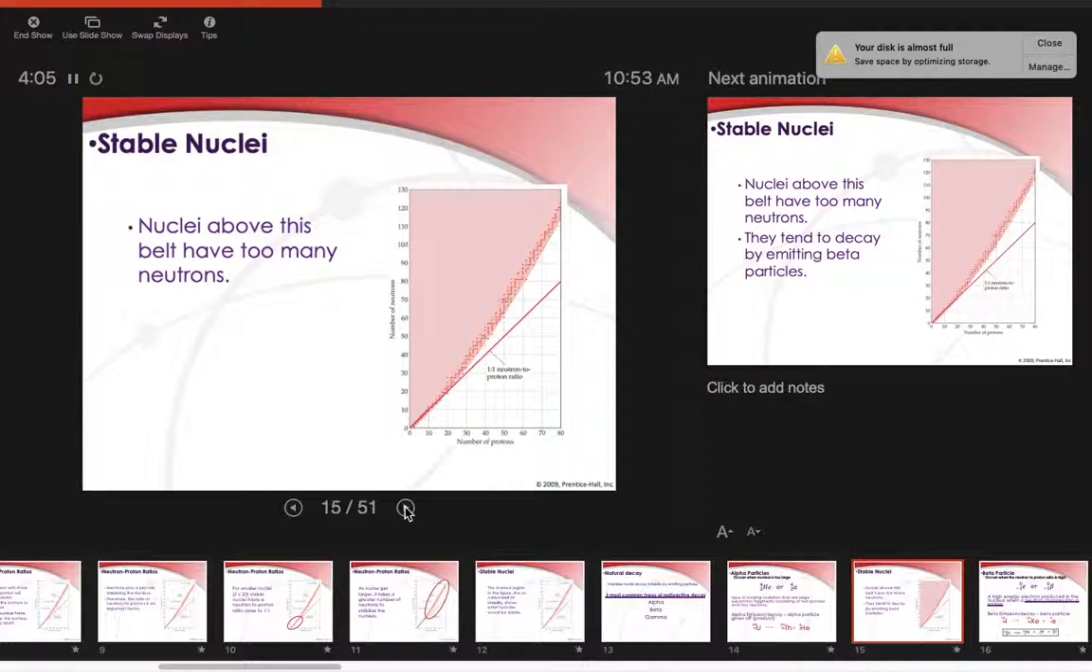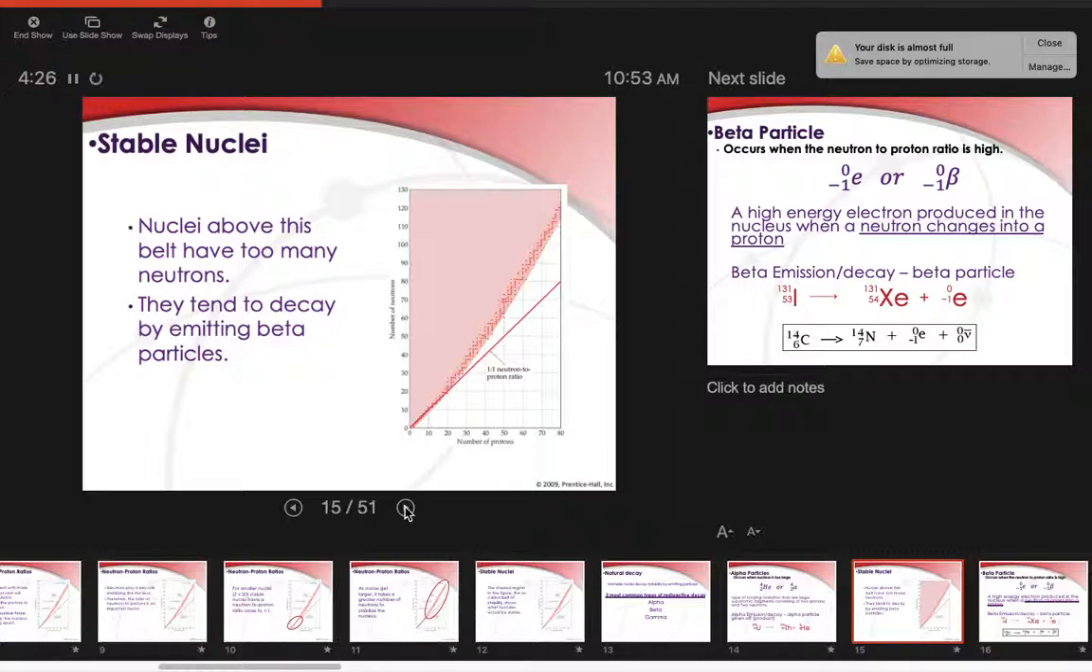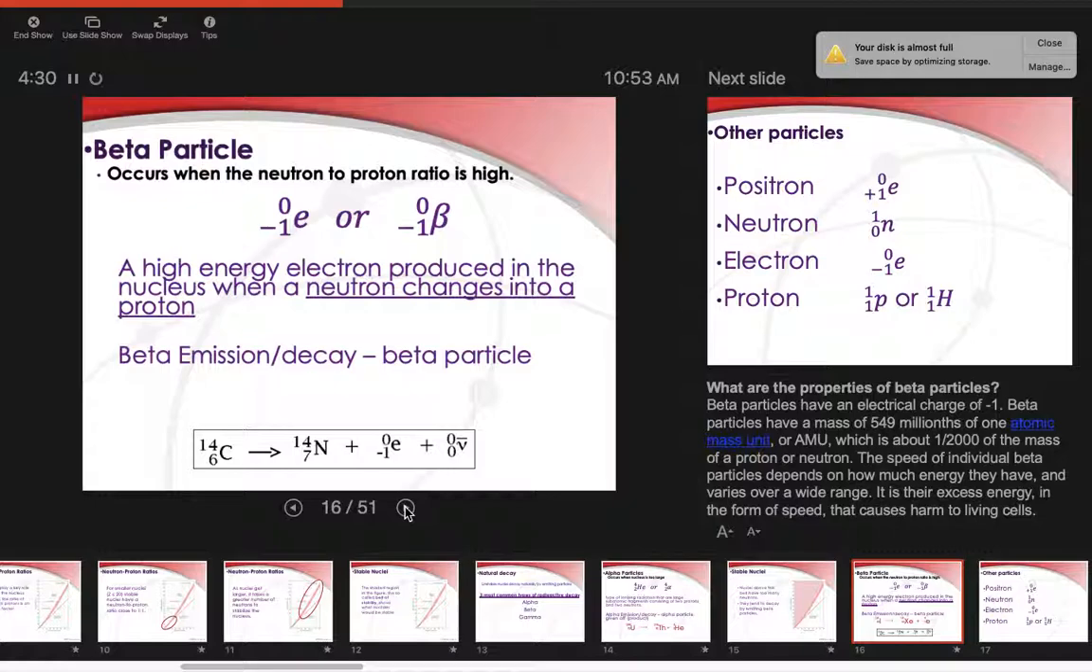All right, so here's your band of stability again. I don't know why our projector's so dim, but it is. If nuclei start to fall above that line, they have too many neutrons. So they want to get rid of those neutrons, and they do that by emitting a beta particle. Okay, so now your question is, what's a beta particle? What does a beta look like?